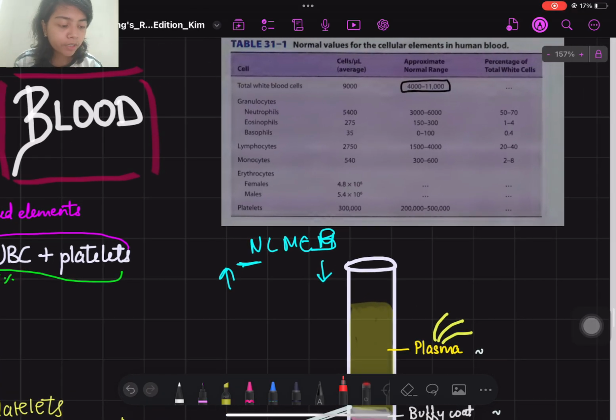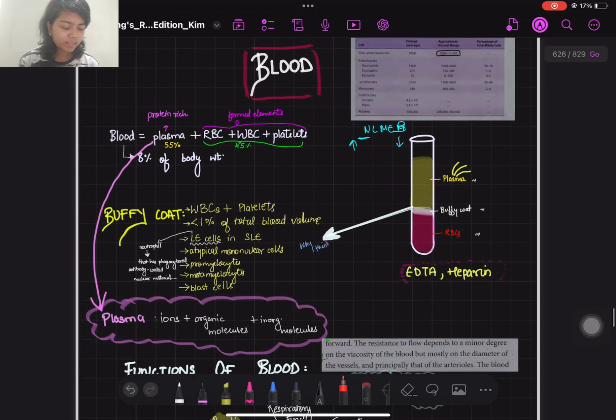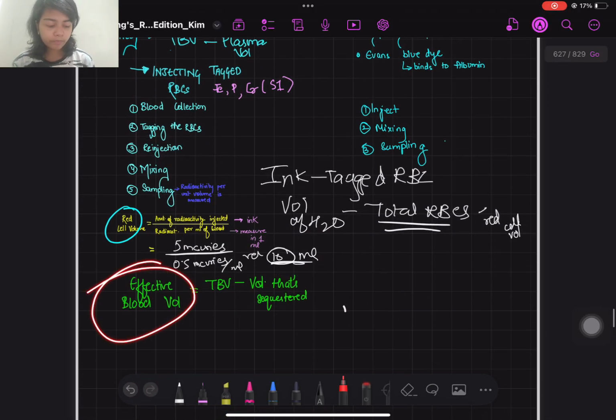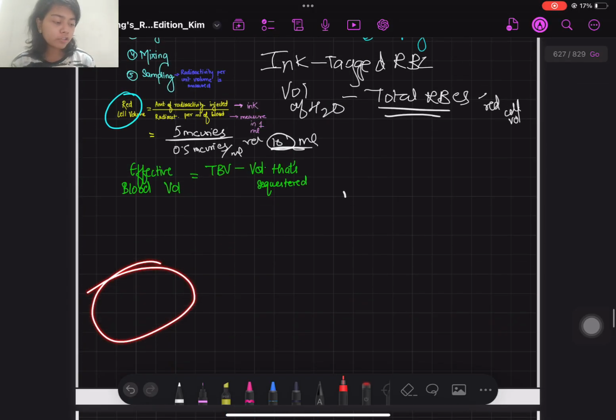And these values: total WBCs 4,000 to 11,000, neutrophil 3,000 to 6,000, lymphocyte 1,500 to 4,000, then monocyte 300 to 600, eosinophil 150 to 300, basophil 0 to 100. Then your RBCs in male is 5.4 million and in females it is 4.8 million. Platelets 2 lakhs to 5 lakhs. Mainly the values are important. And this effective blood volume also, kind of. And the rest not so much. pH of blood you should remember.